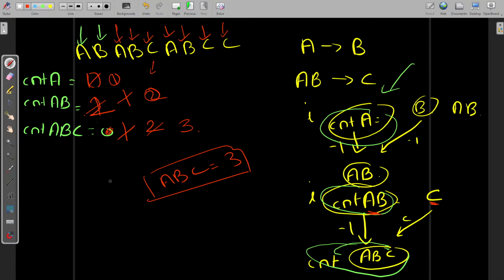In this case, all the characters were part of some tuple, but what if they were not part of some tuple? What will happen when they are not part of these tuples? So we'll just use a simple test case over here: A, B, C, and do this, A, B over here. So over here we will again dry run the same approach. I will have count A, count AB, and count ABC.